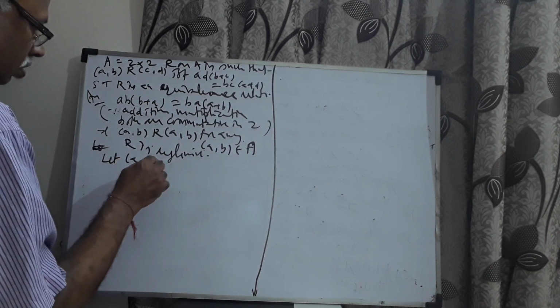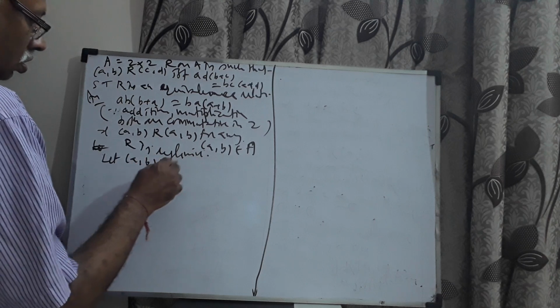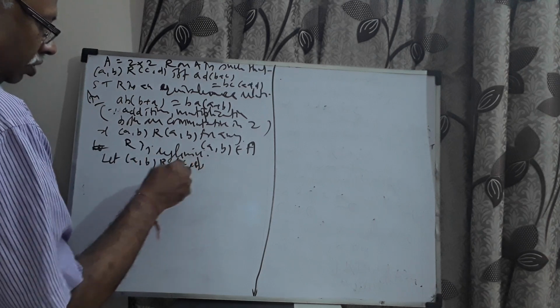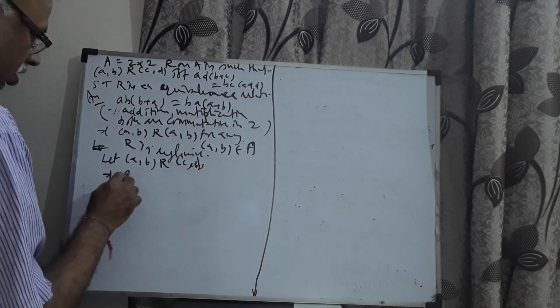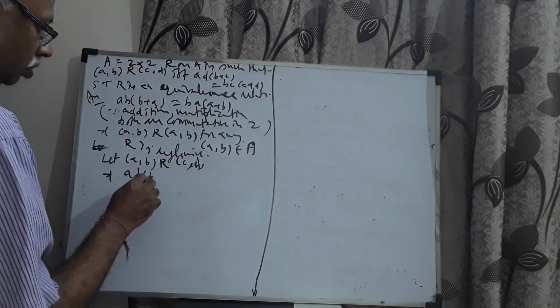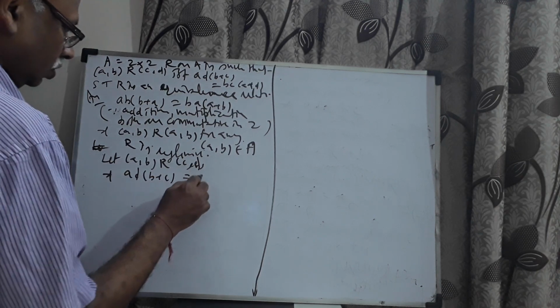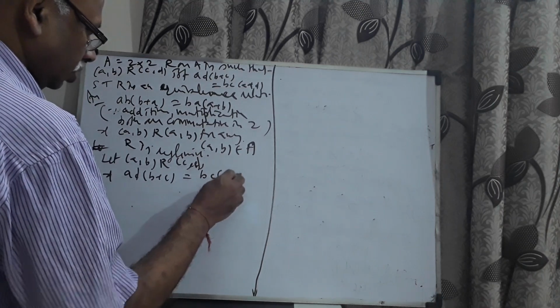Then let (A, B) R (C, D). What happens, whether I am able to get it in the reverse way? This will give you AD into (B plus C) is equal to BC into (A plus D).